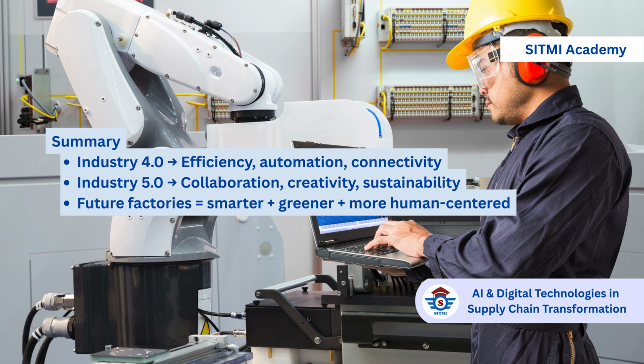So, we have seen that Industry 4.0 and 5.0 are part of the same industrial evolution, but with distinct priorities. Industry 4.0 maximized efficiency through automation, while Industry 5.0 brings humans back into the center, enabling creativity, personalization, and sustainability. In a nutshell, Industry 5.0 doesn't replace the achievements of 4.0, it enhances them by making supply chains and factories smarter, more flexible, and more human-friendly.